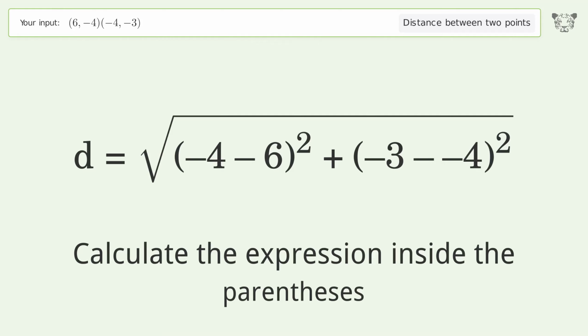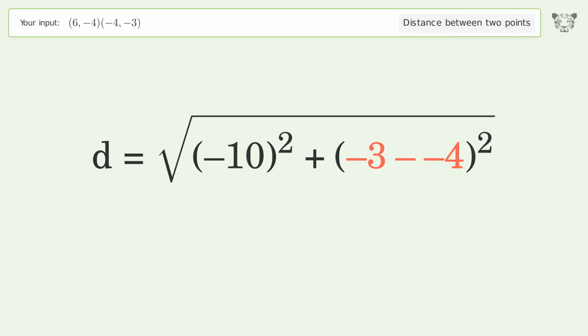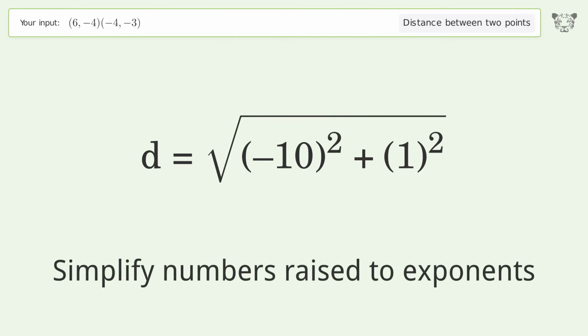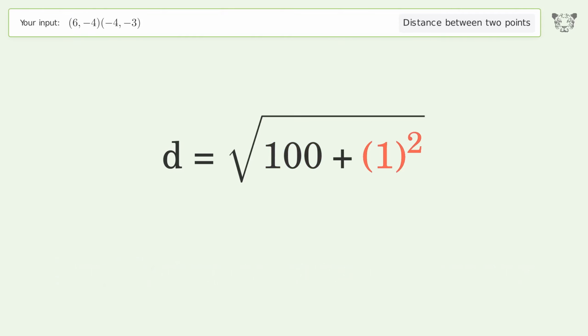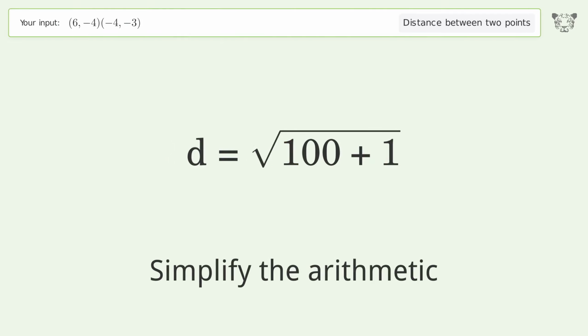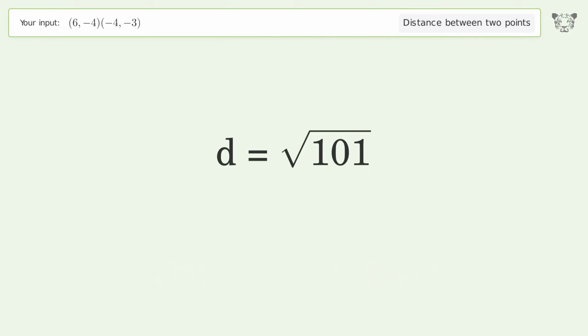Calculate the expression inside the parentheses. Simplify numbers raised to exponents. Simplify the arithmetic. And so the distance between the 2 points is the square root of 101, or 10.05.